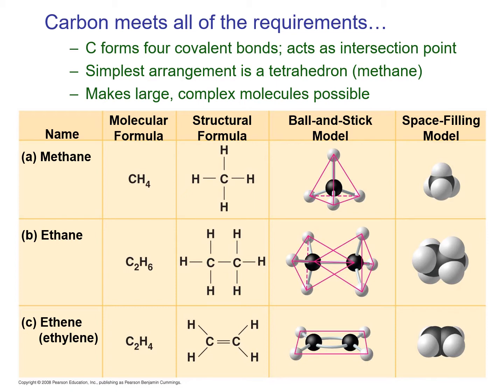If it's sharing 1 pair of electrons with another atom, that would be a single bond. If it's sharing 2 pairs, that would be a double bond. 3 pairs, that would be a triple bond, etc. But we can get some very, very complex molecules, any kind of configuration or shape you can imagine, using carbon. So all life that we know of is built around molecules that contain a carbon backbone.